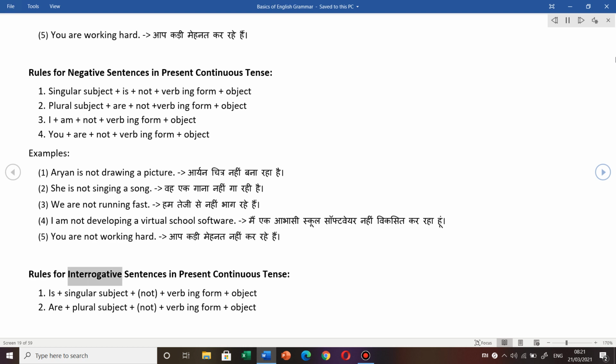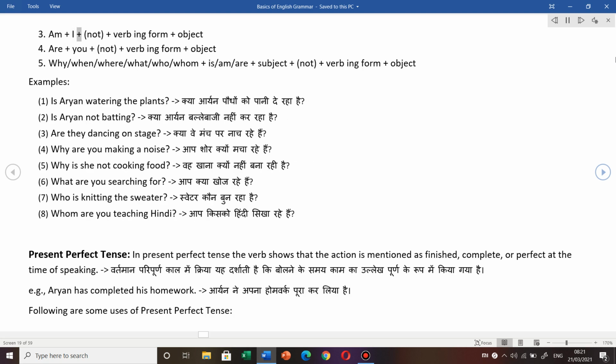Rules for interrogative sentences in present continuous tense. Is plus singular subject plus not plus verb ing form plus object. Are plus plural subject plus not plus verb ing form plus object. Am plus I plus not plus verb ing form plus object. Are plus you plus not plus verb ing form plus object.